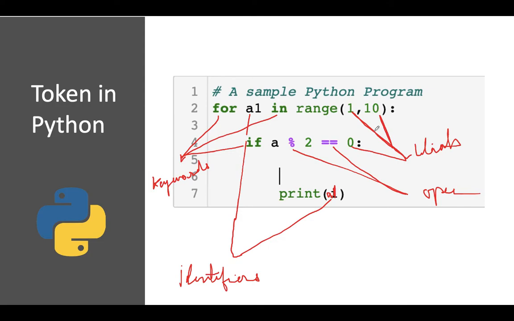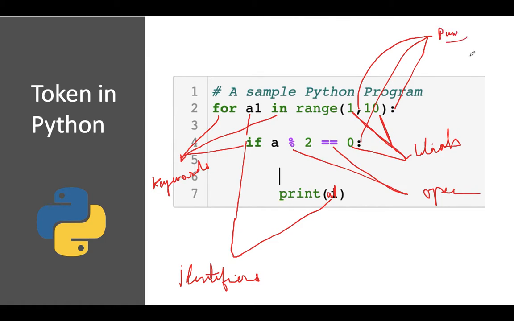Understood? So what are punctuators then? Punctuators are the symbols used in a programming language to organize a sentence structure. So what are the symbols we are seeing here? We can see this colon, and let's take this comma too. So these will be your punctuators.